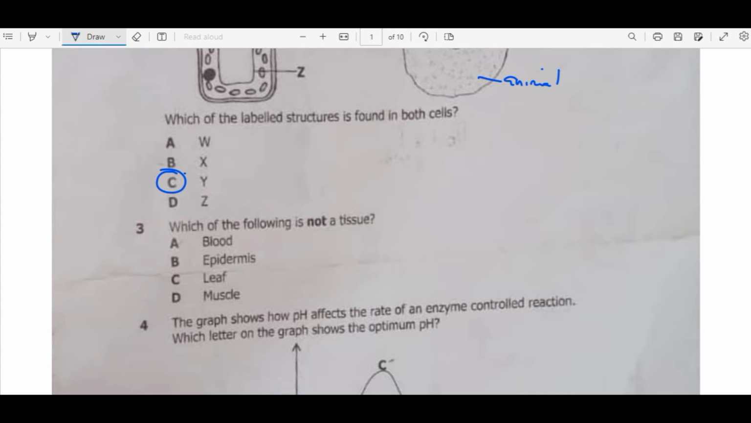The answer here is leaf, because a leaf is an organ. So that is the answer. The answer is C. And then we can move to question 4.